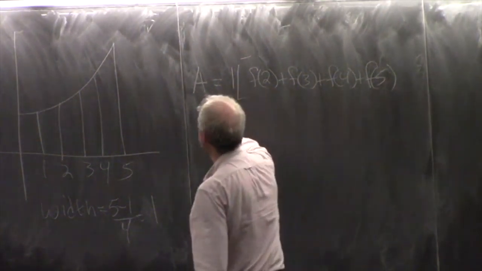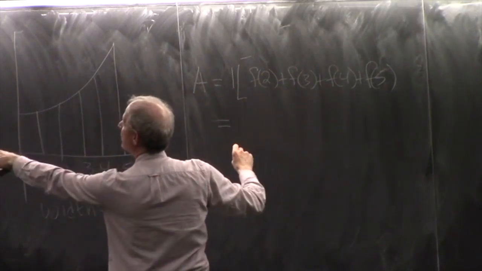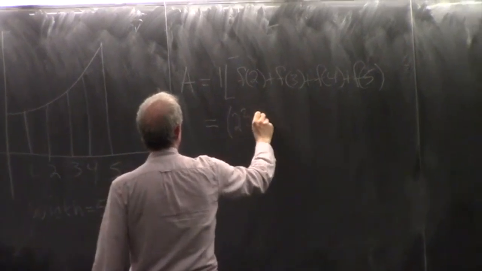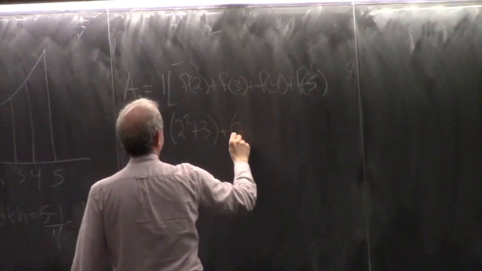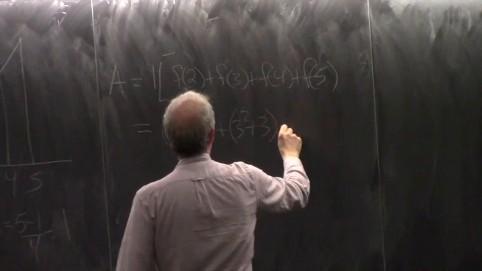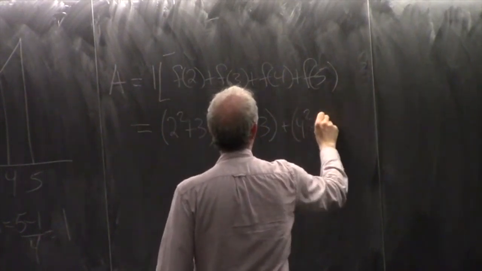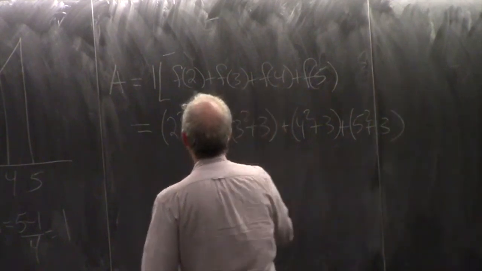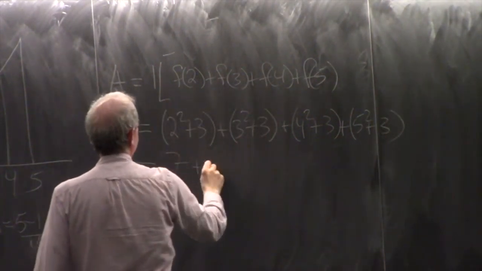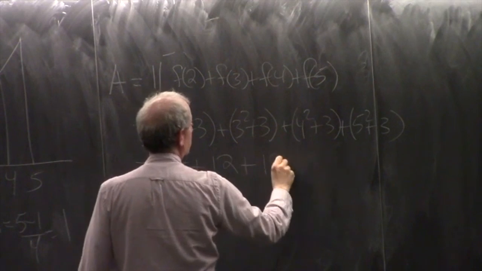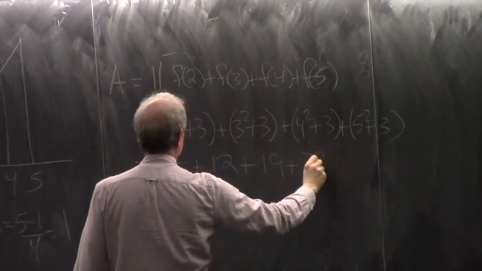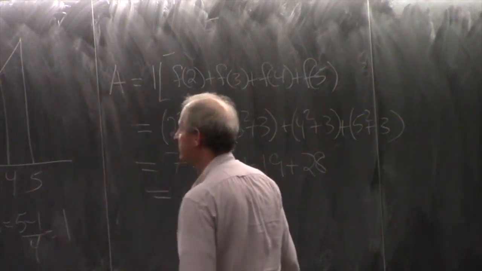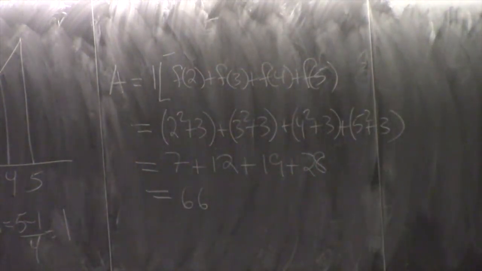So what is that? Well, let's see. f at 2 is 2 squared plus 3. f at 3 is 3 squared plus 3. f at 4 is 4 squared plus 3. And f at 5 is 5 squared plus 3. I don't really care what this comes out to, but this is 66, which is bigger than 160 over 3.